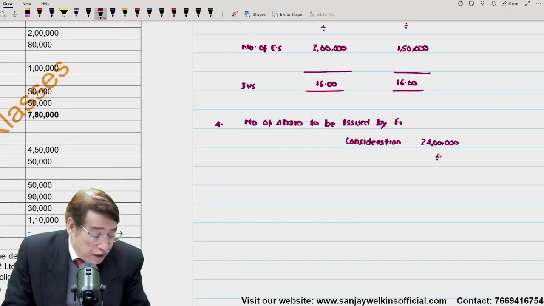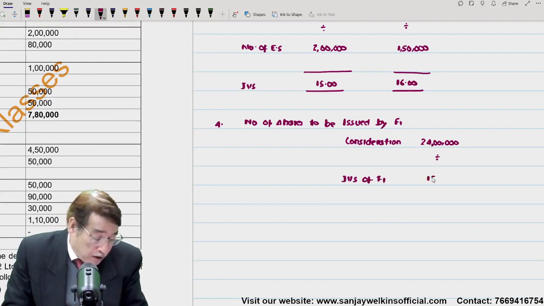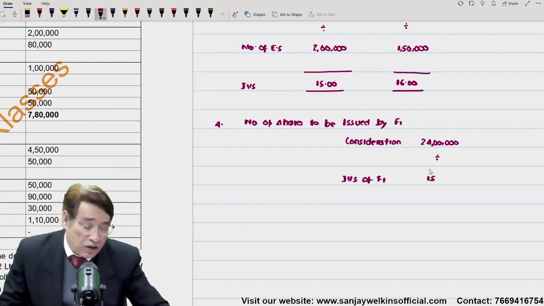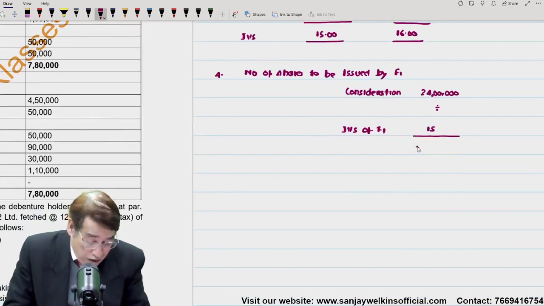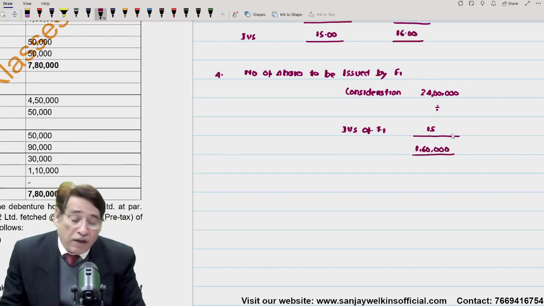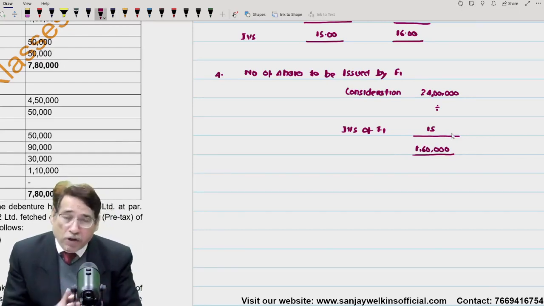And I will divide it by the intrinsic value of share of F1 Limited. Intrinsic value of F1 Limited is 15. Is it clear to you? This is how I will come to know how many shares we are going to issue. So we are going to issue 1,60,000 shares, of course, of rupees 10 each at the rate of 15. Is it clear to you or not? This is an interesting question. This is how you are supposed to do this particular question. Is it clear to you or not?